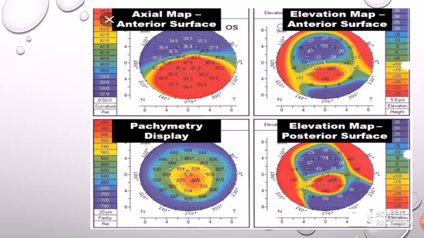So we have 4 maps, that is the anterior surface axial map, which is also called the curvature map. Then we have 2 elevation maps, one from the anterior surface, the anterior elevation map, and one from the posterior surface, that is the posterior elevation map. And finally we have the pachymetry map or the pachymetry display. Now let us have a look at them one at a time.